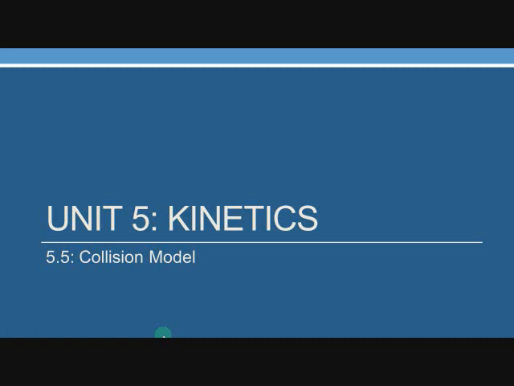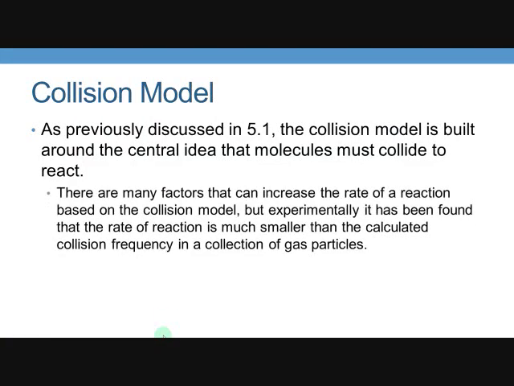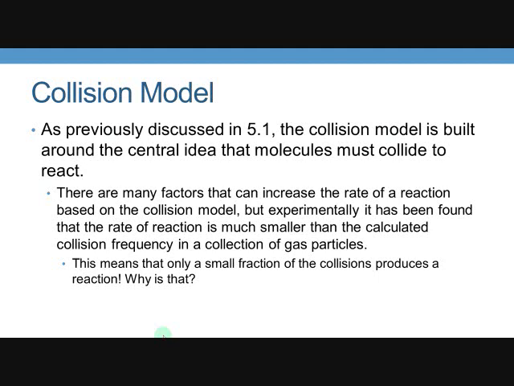In all of our sections so far for Unit 5, we have been discussing, and we kind of touched on the collision model a little bit, but in 5.5 we're going to discuss it further. The collision model is built around the central idea that molecules must collide to react. There are many factors that can increase the rate of reaction based on the collision model that we saw in 5.1, but experimentally it's been found that the rate of reaction is much smaller than the calculated collision frequency. This means that only a small fraction of collisions actually produce a reaction.